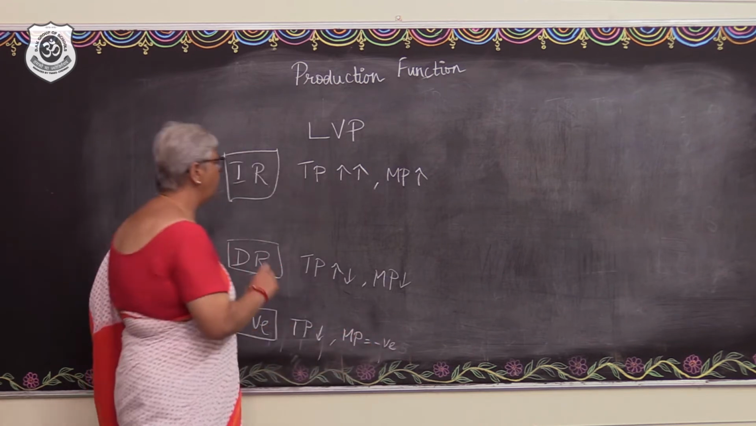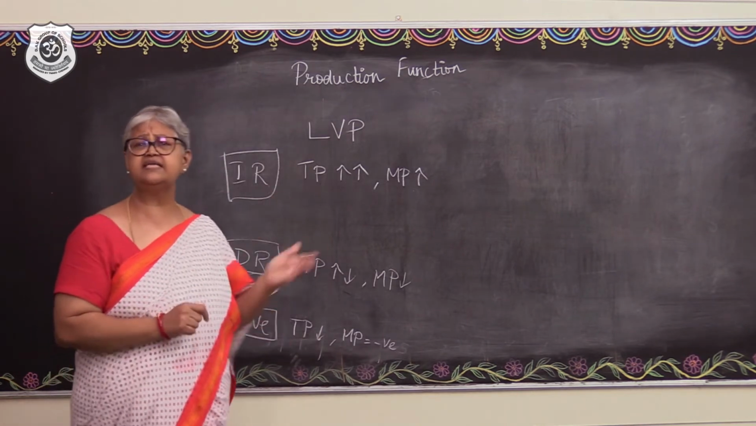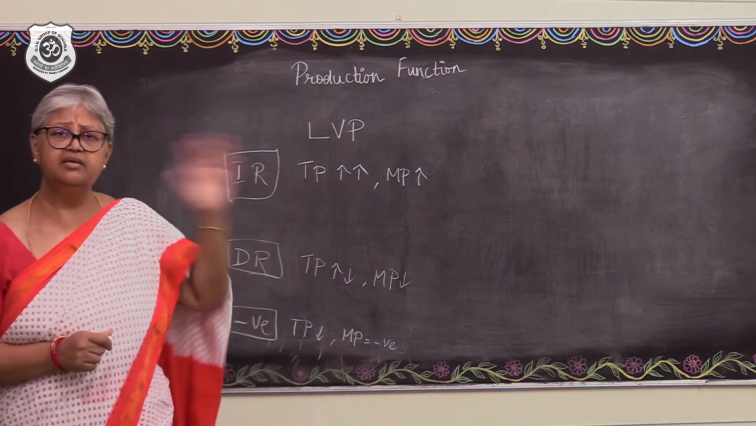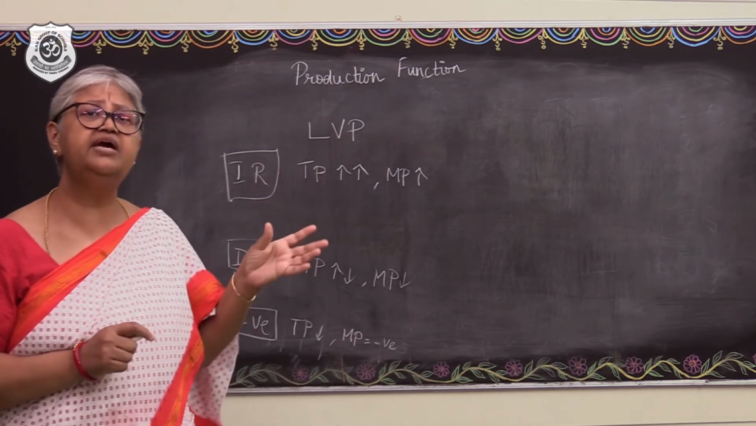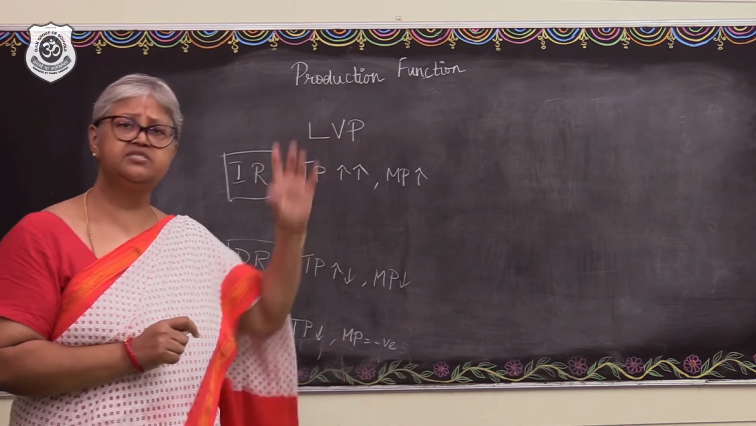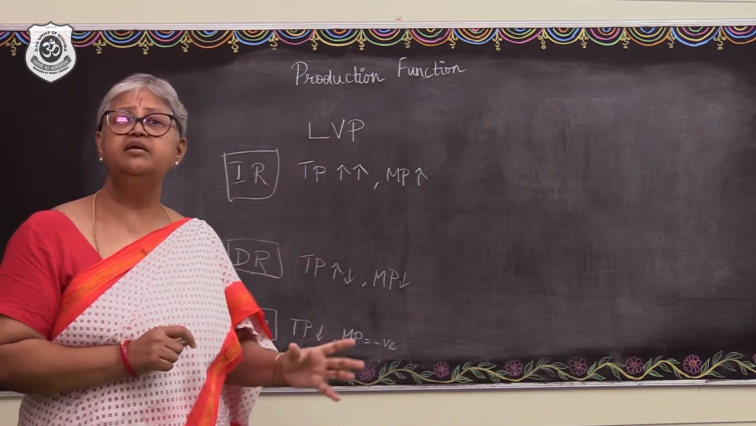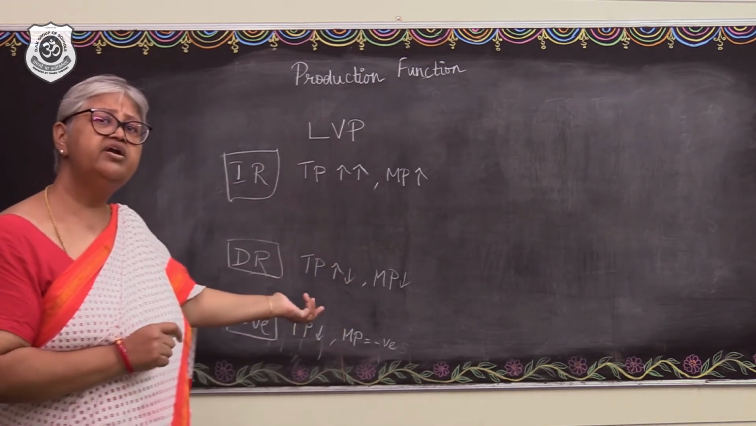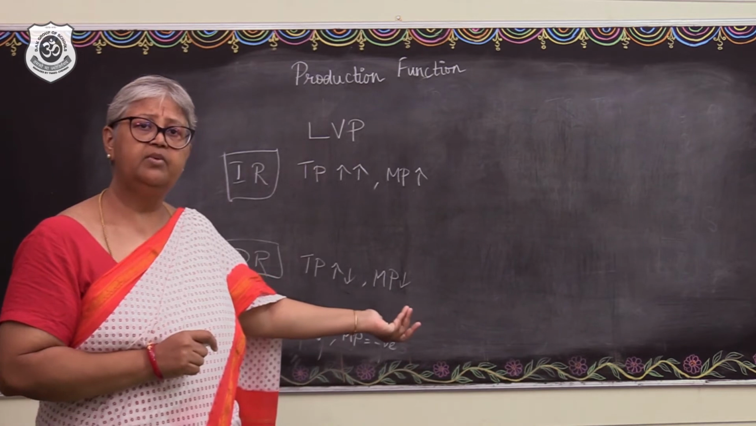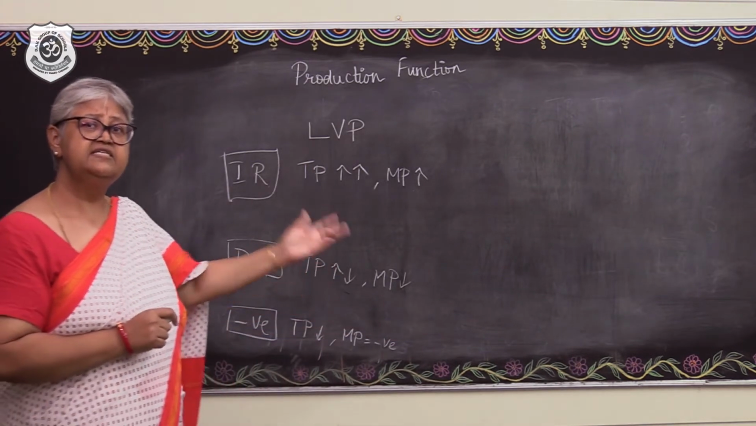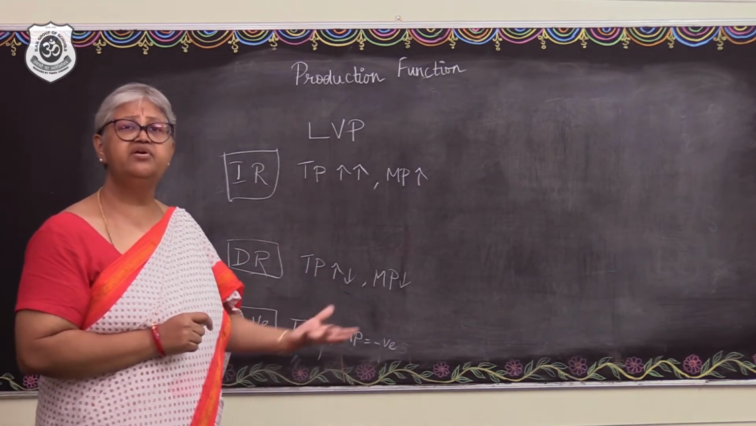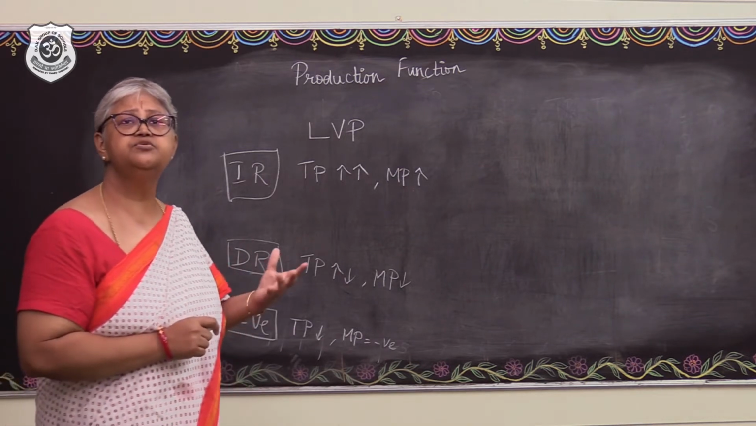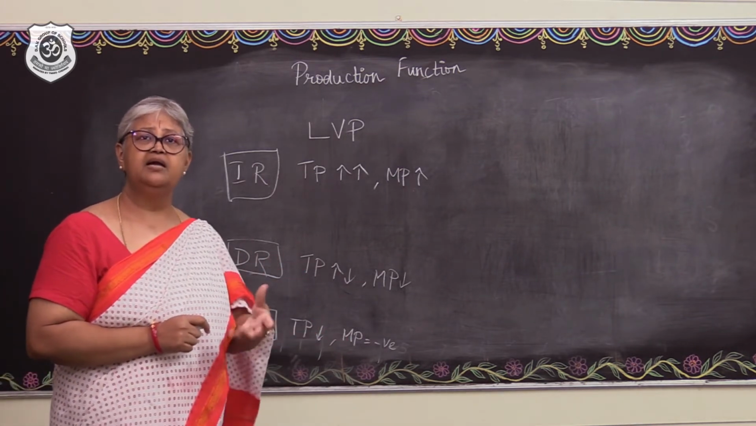Okay, so why this kind of behavior? After all, the producer is increasing the variable inputs continuously. Even as variable inputs are increased continuously, why these three different outcomes? Why these three different phases? So the reasons for the three different phases is what we are going to see in this particular class.